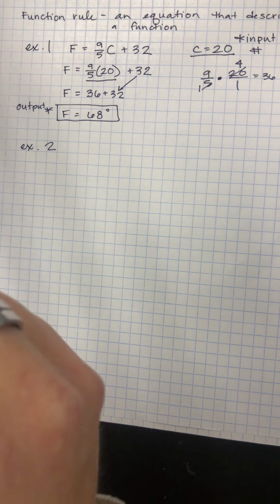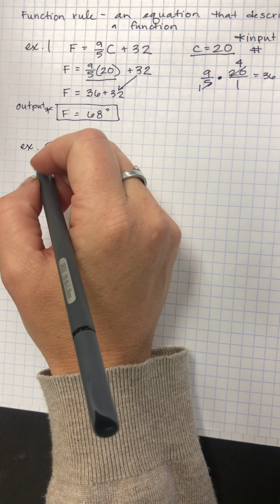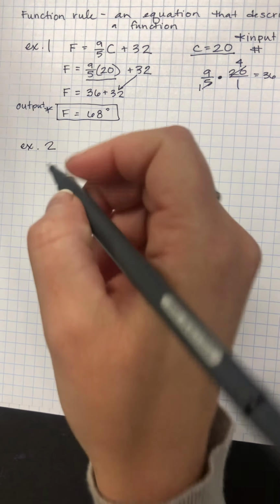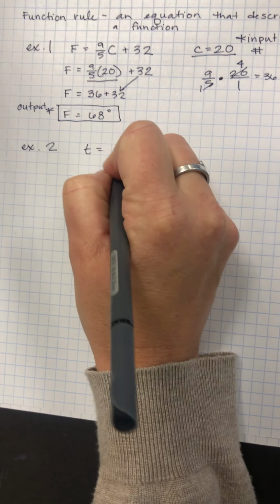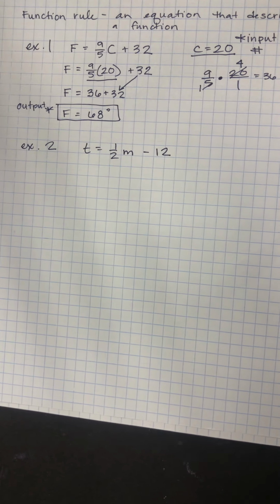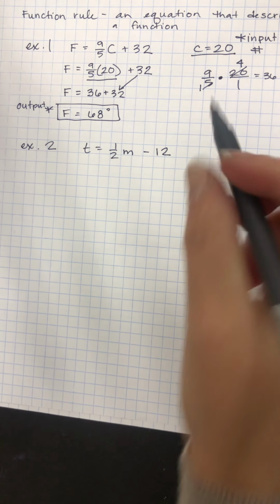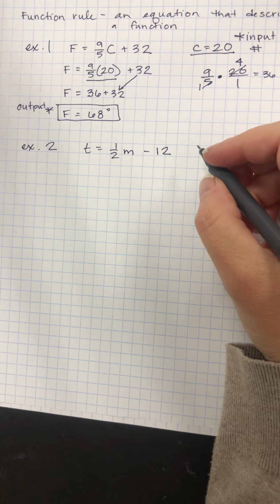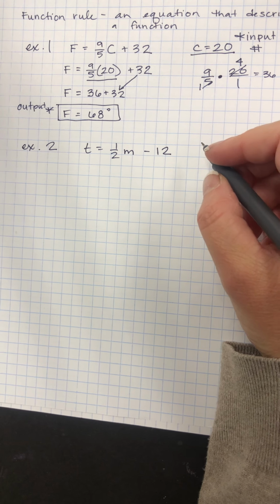Okay, here we go. This is example 2, and it's of a table. Example 2 says T equals 1/2 m minus 12. It's talking about temperature in a container where m is minutes, right? This is like for an experiment, okay? This story is fine, but we don't need to focus on that. We need to focus on the math.